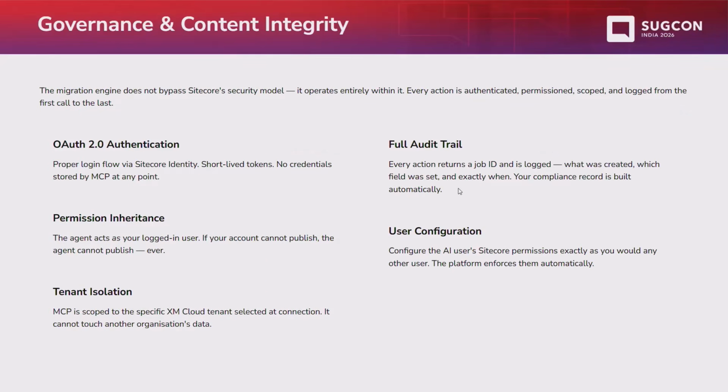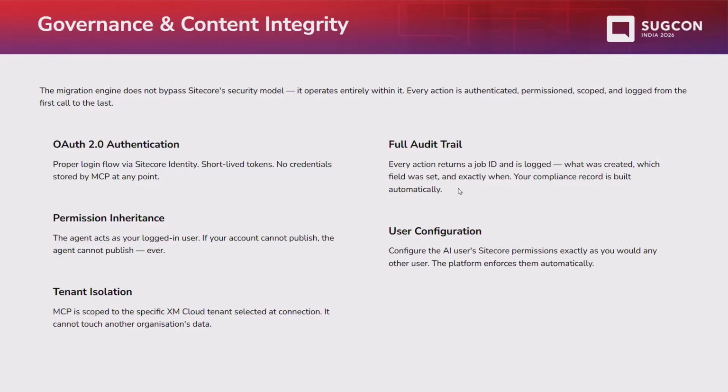So, governance and content integrity. The migration engine doesn't bypass the Sitecore security model; it operates entirely within it. We have seen right now, when I tried to log in, it logged in using OAuth 2 authentication. It is handled by Sitecore Identity. Those are short-lived tokens. No credentials are stored within the MCP at any point of time. Then permission inheritance, that is what I talked about. The agent acts as the logged-in user. If you cannot publish the page, the agent cannot publish it ever.